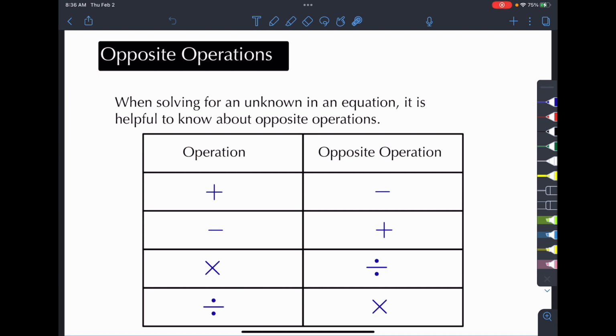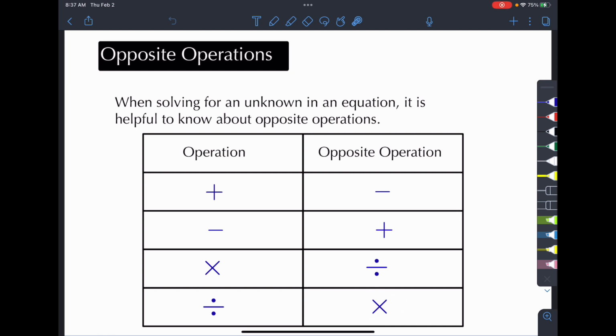This is something we went over before. We can think of the opposite operation to addition to be subtraction, and vice versa. If we have subtraction, the opposite to that would be addition. Multiplication, the opposite is division, and again, vice versa. The opposite of division is multiplication.